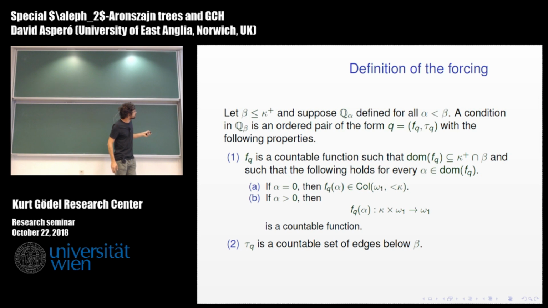And now tau Q is a countable set of edges. It's a countable set of edges below beta. Okay, so that will be the side condition. So these are the first 2 clauses. I'm starting to define the main forcing that will prove the theorem.